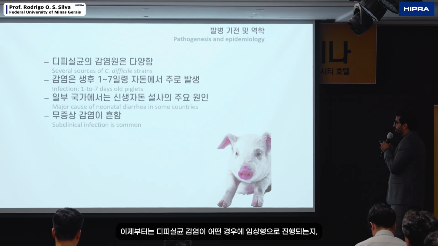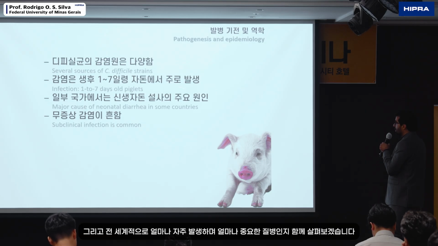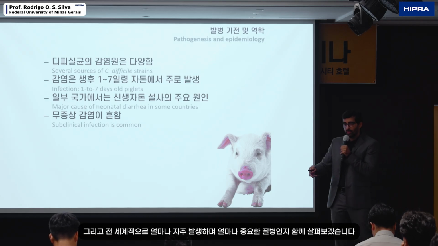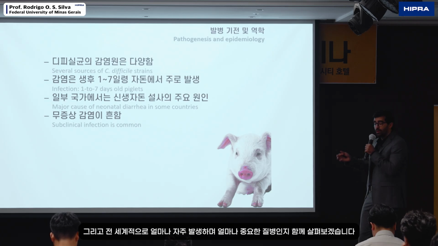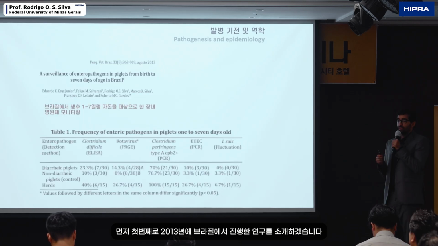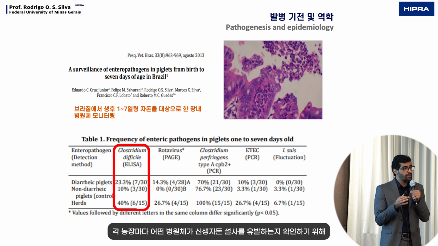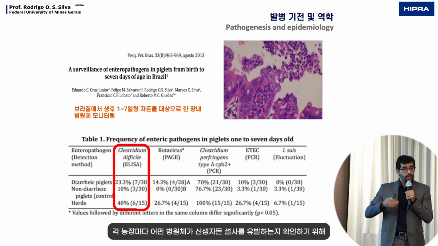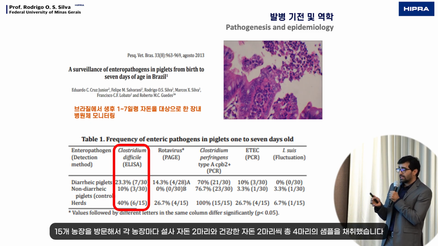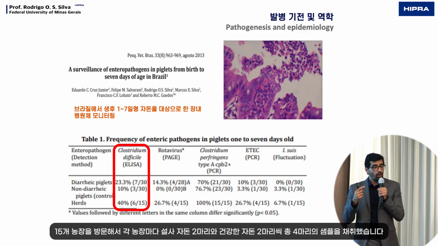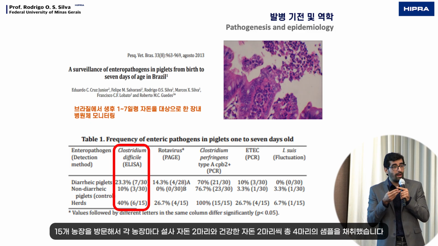And now we're gonna understand a bit more why this infection is a subclinical disease, but also how important and how frequent diarrhea caused by Clostridium difficile is all over the world. So the first study I'm going to show you was conducted in 2013 in Brazil. We were trying to understand the main pathogens associated with diarrhea in neonatal piglets in Brazil. And for that, we visited 15 farms and we collected 4 piglets in each farm, 2 piglets with diarrhea and 2 piglets that were apparently healthy.